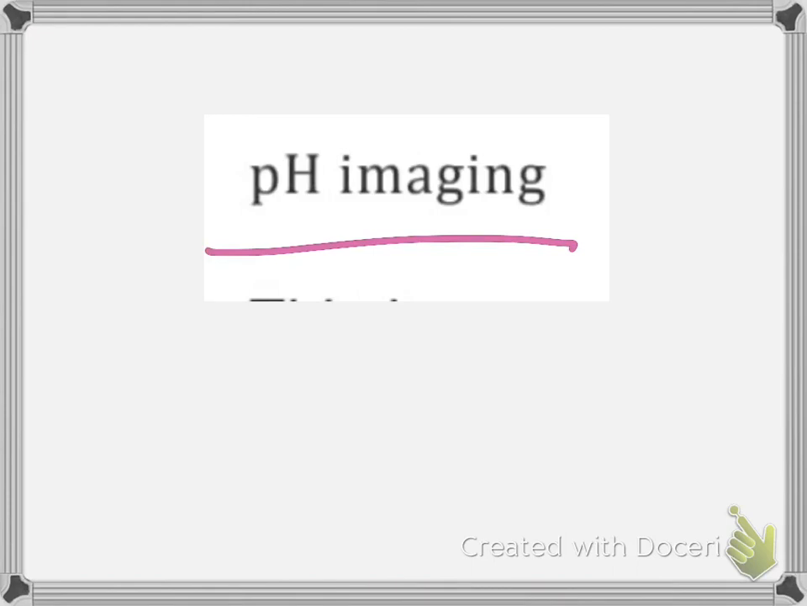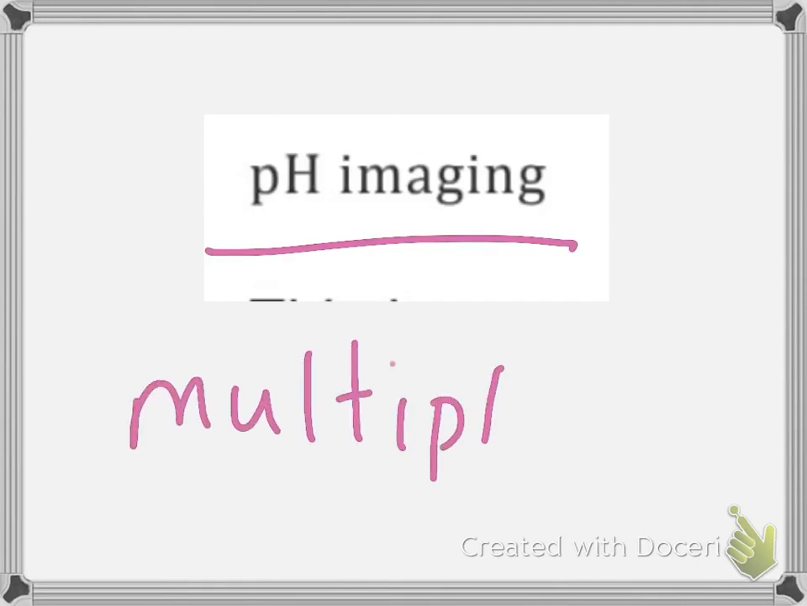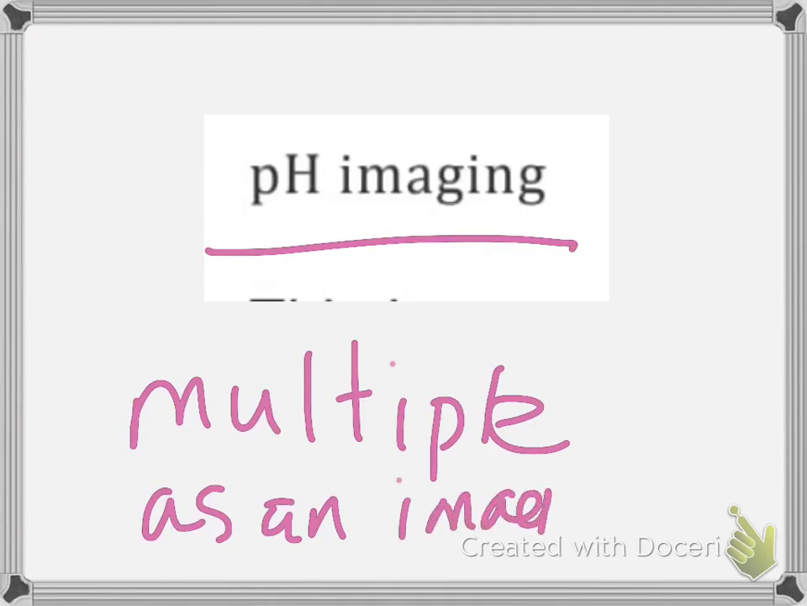Next one is pH imaging. This is a measurement method in which pH is determined at multiple points and the results are displayed as an image. It is used as a technology for visualizing the pH distribution.